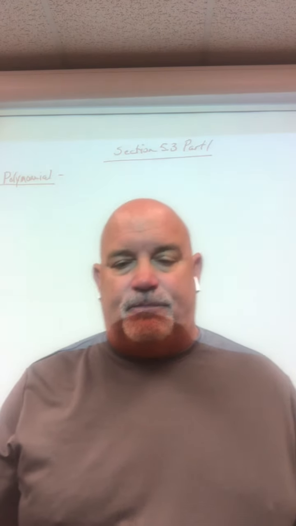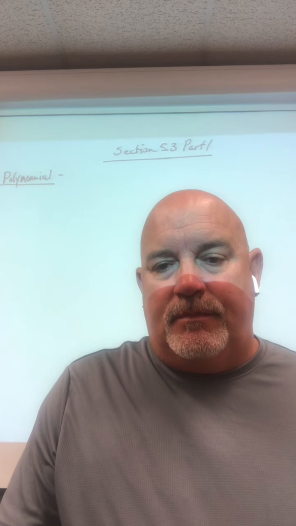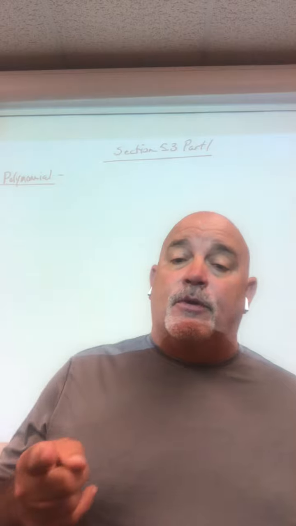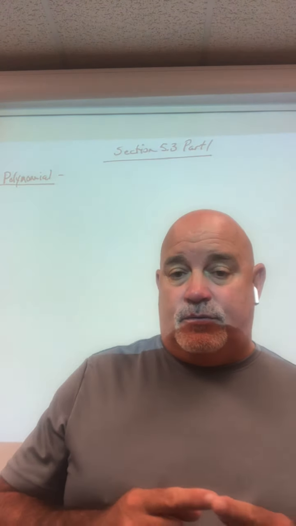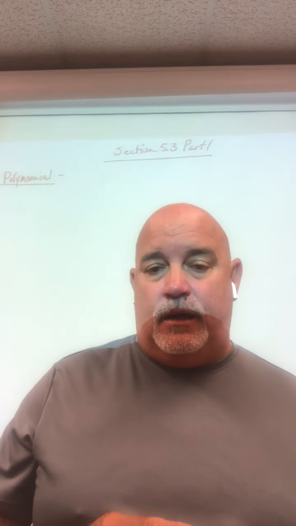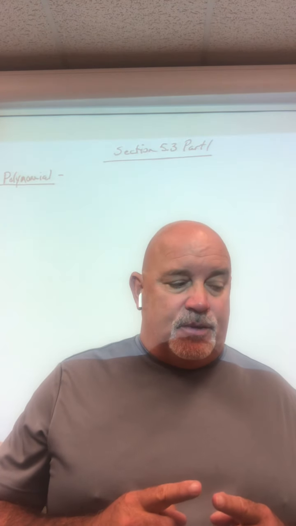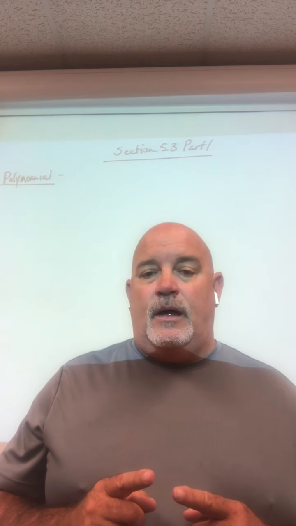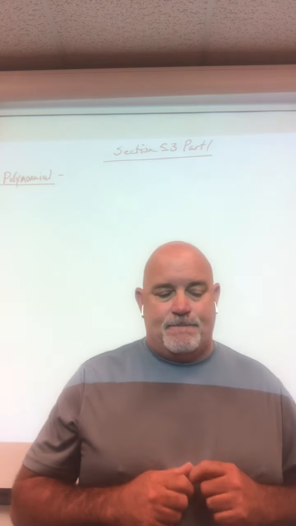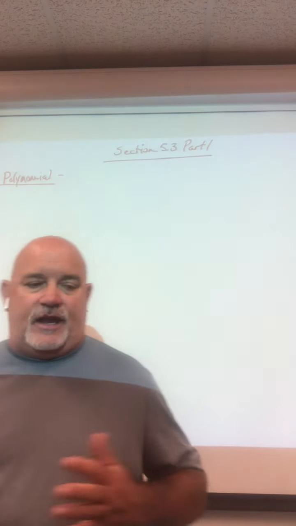So here's the definition. A polynomial is a number or letter, or numbers and letters, with positive exponents only, that is added, subtracted, and or multiplied together. Okay, so that's what a polynomial is. Okay, you should have it written down.